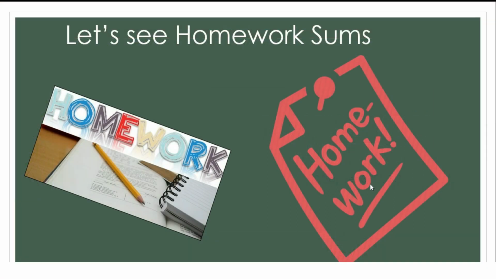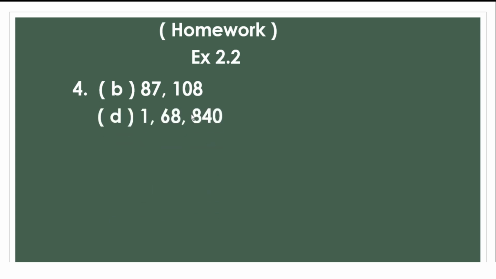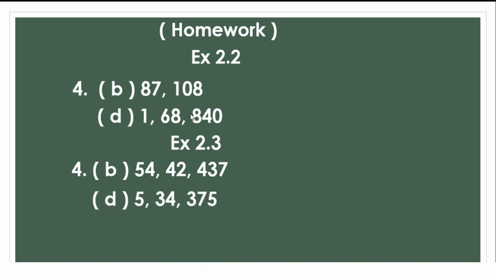Exercise 2.2. Fourth question, B answer is 87,108. Question D, 1,68,840. Next, exercise 2.3. Fourth question, B answer is 54,42,437. Question D, 5,34,375. Question E, 17,640. I hope everyone got the correct answer. Very good. Let us move on to the chapter.